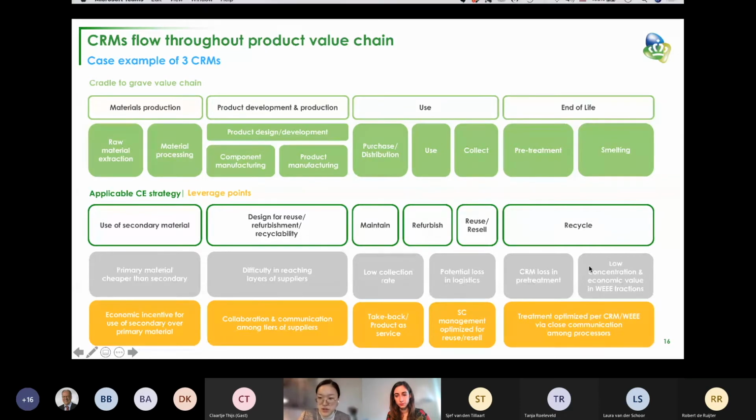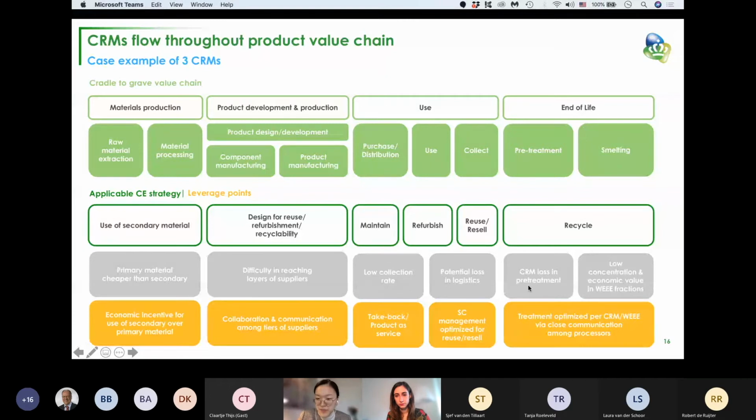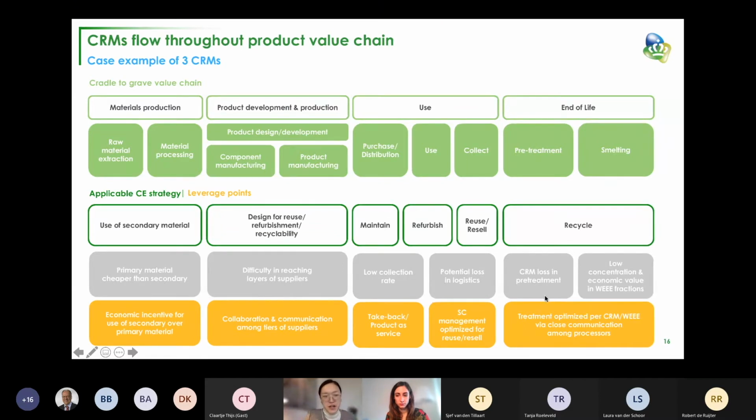And just to lastly mention, as I mentioned, a lot of CRMs get lost in the pre-treatment processes. For that reason, it's very important for the processors at the end of the product life cycle to have very detailed and meticulous communication with each other, and to develop and optimize strategies for CRM recovery.